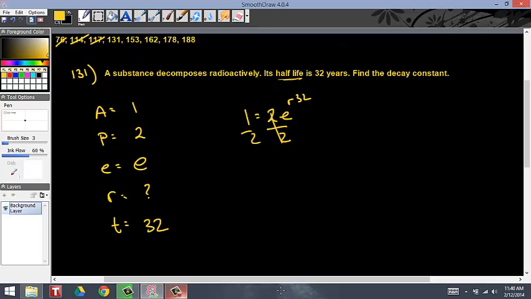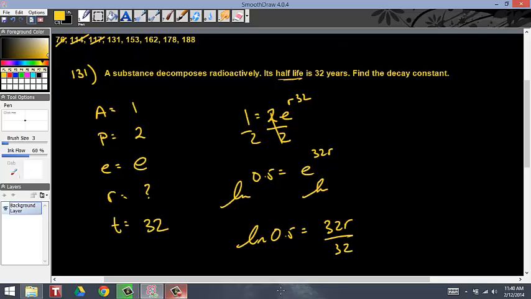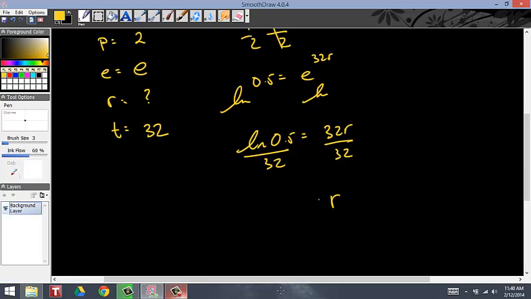I'm going to divide by 2 on both sides. I get 0.5 equals e to the 32r. I'm going to take the ln of both sides. Here's where people are going to start making their mistake, and I saw this a lot actually yesterday. They forget that you're taking the natural log of 0.5. They just kind of cancel this e. It's the natural log of 0.5 equals 32r. And then you divide that by 32. So who can give me the natural log of 0.5 divided by 32 rounded to 3 decimal places, please?